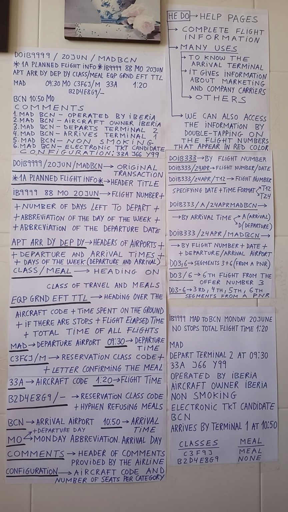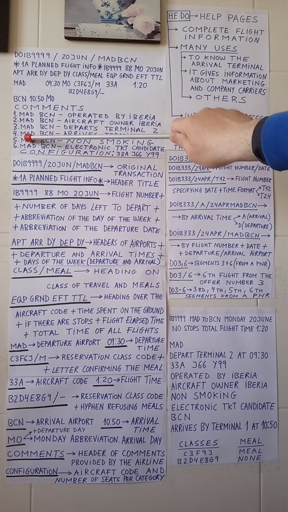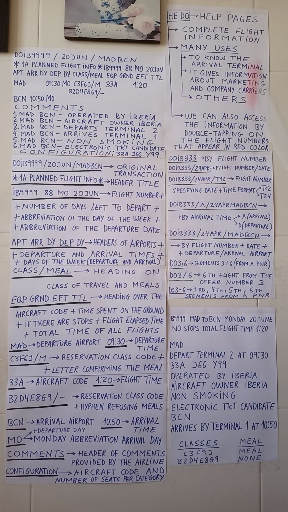All of them begin by indicating the route that each comment affects. On the 6 lines, we see MAV, BCM, because we only have one flight which departs from Madrid and arrives in Barcelona.